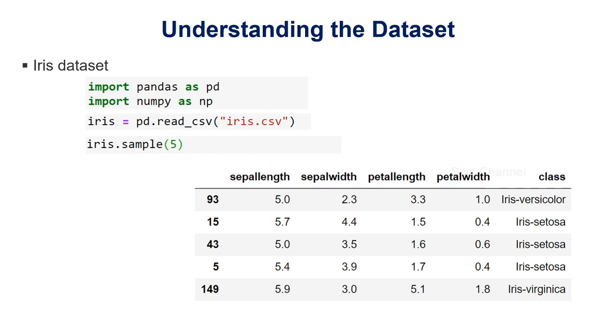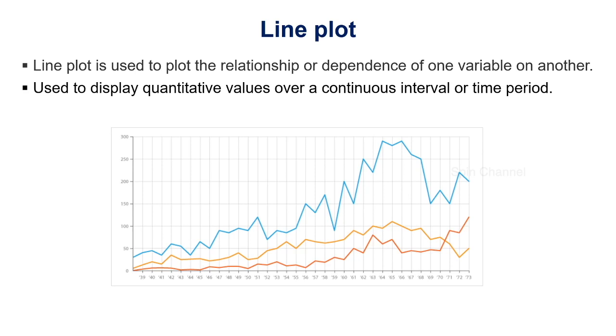in Python. Before plotting the different graphs, let us try to see each plot's types in detail. A line graph is used to plot the relationship or dependence of one variable on another.